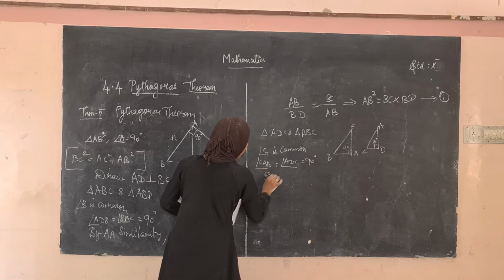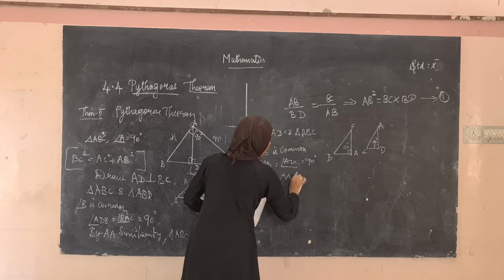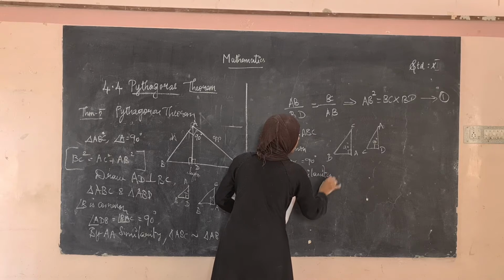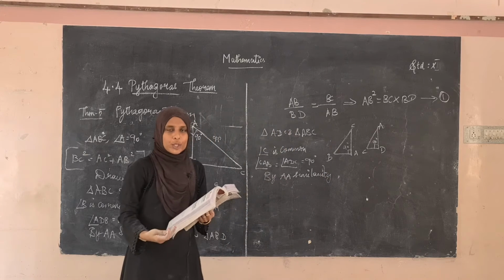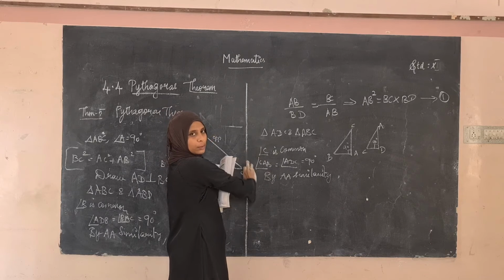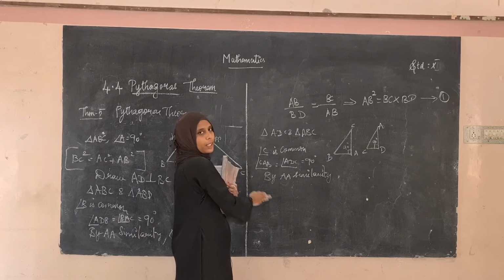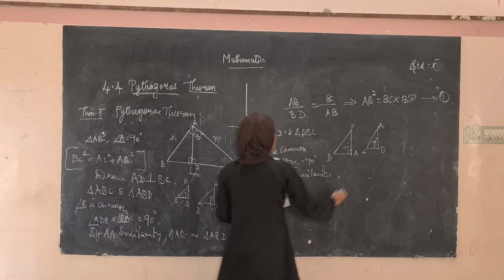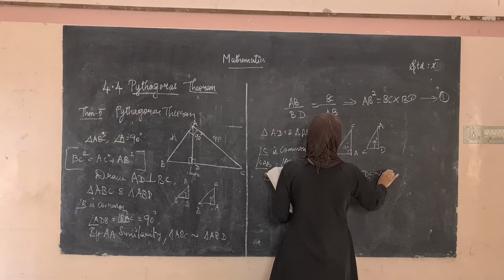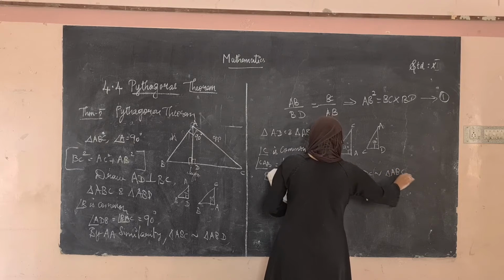Then what can we say? By AA similarity. Before this we saw two theorems, the basic proportionality theorem and the angle bisector theorem. In that also we used this similarity concept, right? In the same way we use it here. By AA similarity we can say that triangle ADC is similar to triangle ABC.